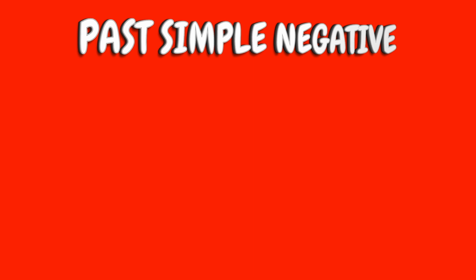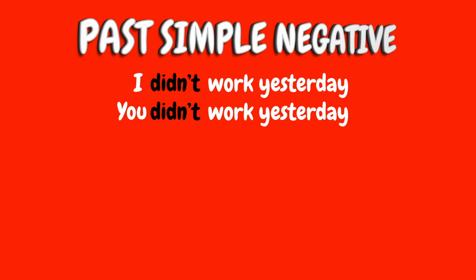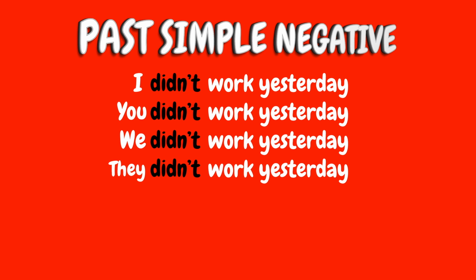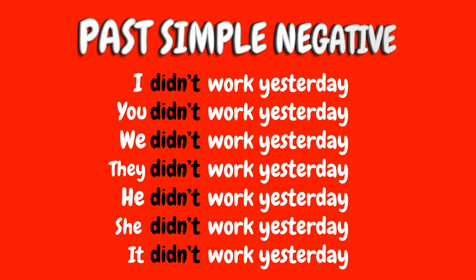Very easy. So the past simple negative is I didn't work yesterday, you didn't work yesterday, we didn't work yesterday, they didn't work, he didn't work, she didn't work, it didn't work yesterday. As you can see, we use the auxiliary verb didn't for all the pronouns. So we do not need to change the auxiliary verb for he, she, it. We keep the same auxiliary verb didn't for I, you, we, they, he, she, it.